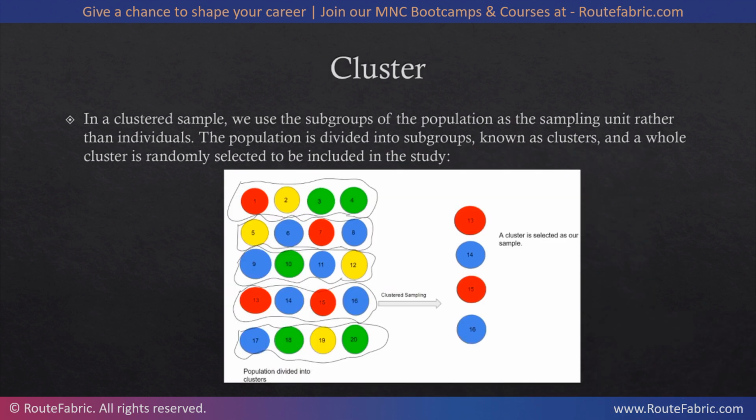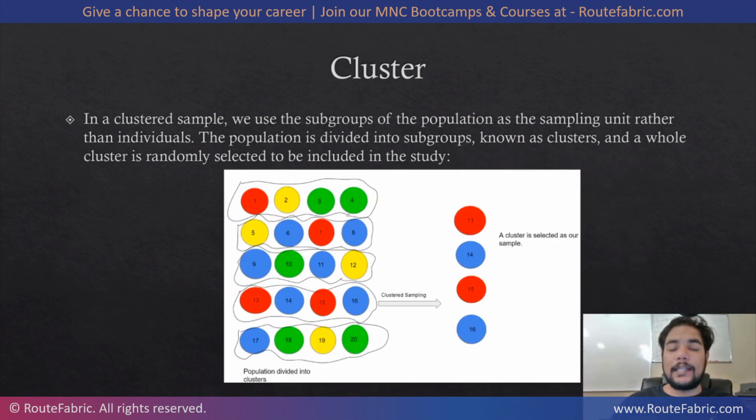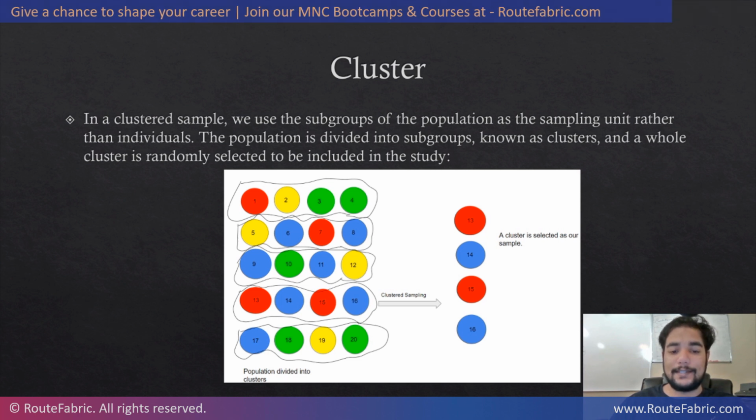Lastly, we have cluster sampling. Cluster sampling is very well used in machine learning. Cluster sampling subgroups all of its population and selects one of the subgroups. In the example, we take the fourth subgroup, which is 13, 14, 15, 16.